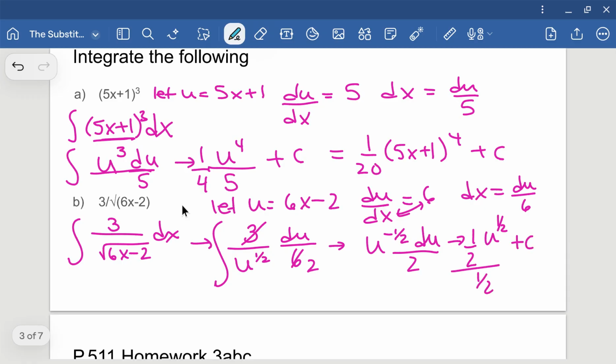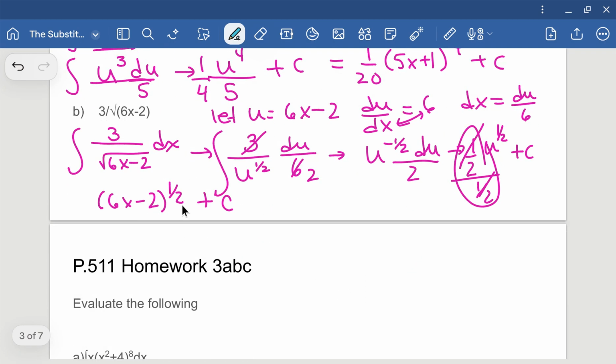and adding c. So we'll simplify our fractions, replace u back in, and we'll end up having 6x minus 2 to the power of 1/2 plus c, and our fraction ends up canceling, and will just equal 1. So that's our little bit of our lesson.